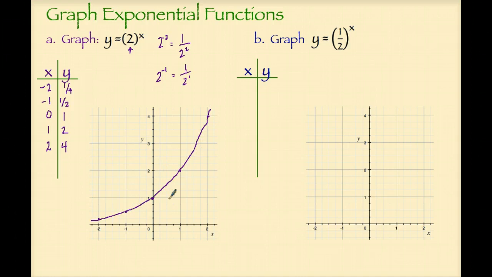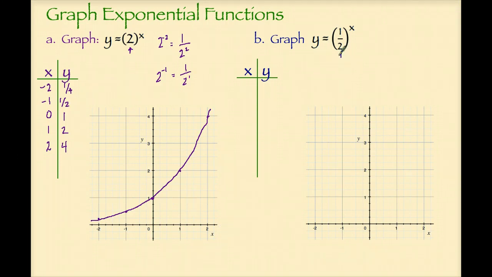Notice the domain is all real numbers, but the range is y greater than 0. If you think about it, there's nothing you can put in for x that would make this entire expression equal 0. So y equals 0 functions as an asymptote here. Now let's move to the second example.